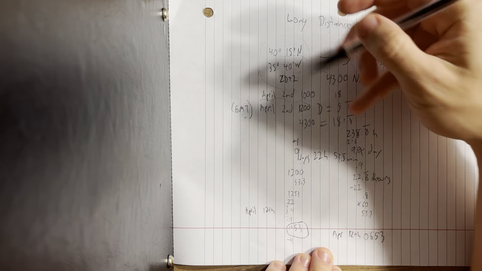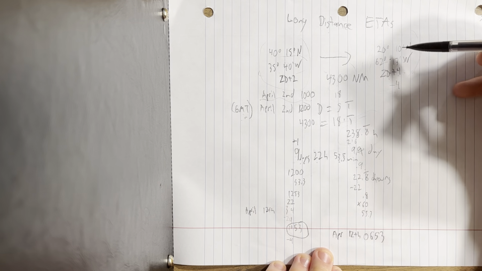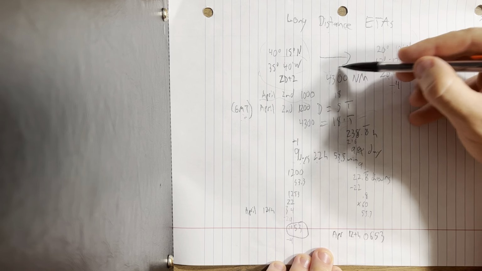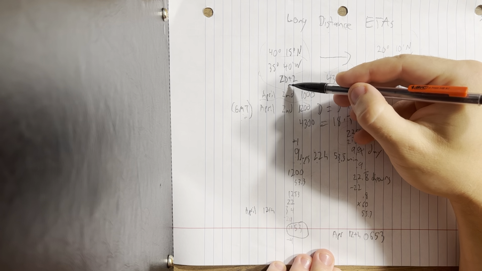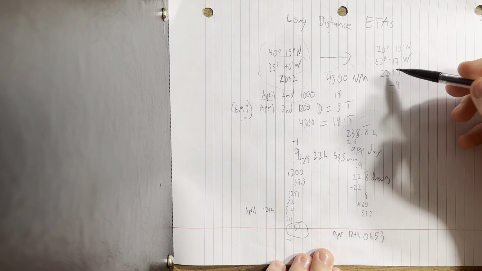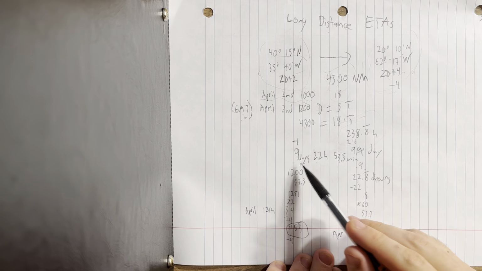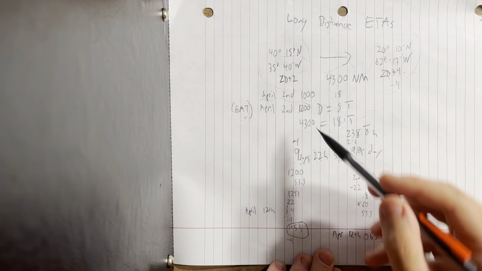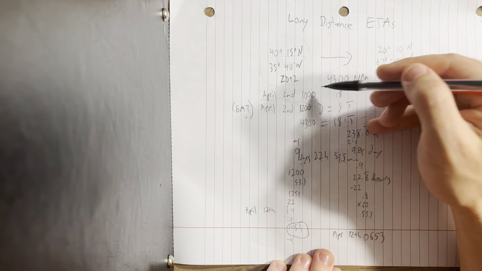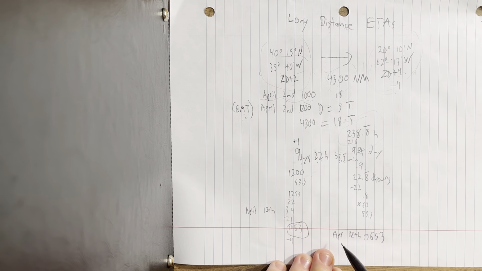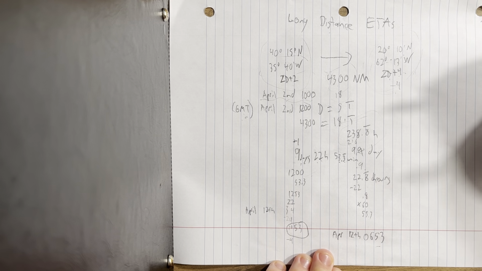So in other words, if you start here and go here, sailing 4,300 miles in between at 18 knots, you'll start in ZD plus 2 and end in ZD plus 4. It will take you 9 days, 22 hours, 53 minutes. If you add that all up from your original time, doing the proper time zone conversions, you will arrive on April 12th at 6:53 in the morning.